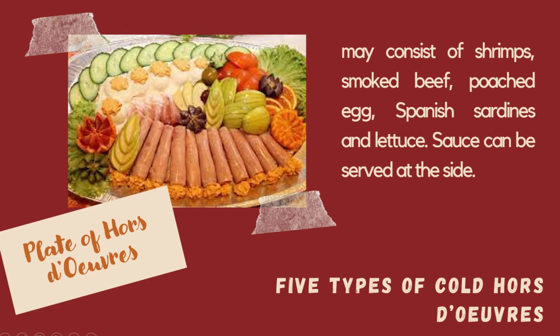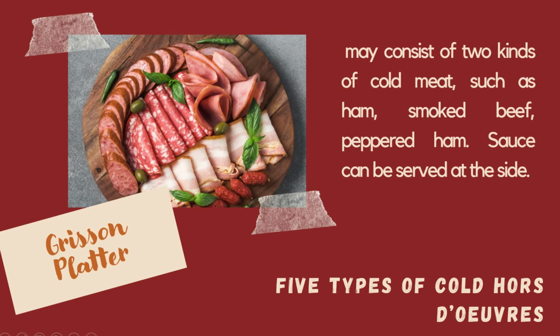May consist of shrimps, smoked beef, poached egg, Spanish sardines, and lettuce. Sauce can be served at the side. Ito ay isang klase ng cold hors d'oeuvre kung saan sa isang malaking platter ay inihahain ang lahat ng ingredients na nabanggit. Basta ang kailangan lang dito ay kumpleto. Merong shrimp, merong poached egg, Spanish sardines, and lettuce. Pwede itong iserve ng may sauce, pwedeng wala.